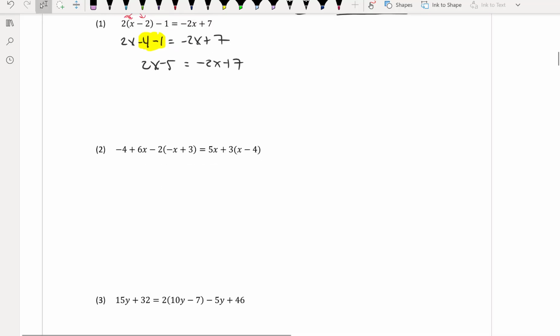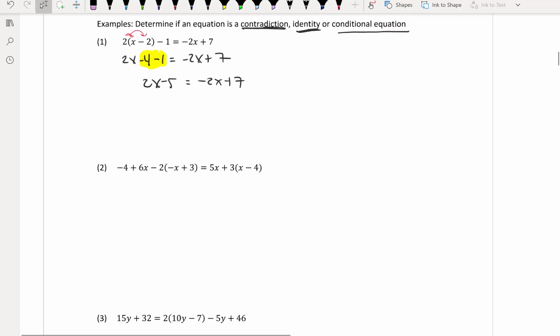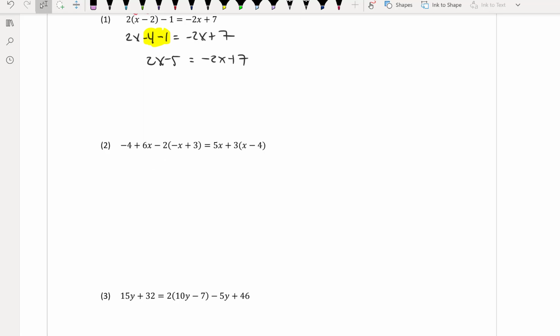So at this point, remember, your goal is to see if you get a contradiction, an identity, or conditional. So you're still trying to get that x isolated. So I'm going to go ahead and add 5 to both sides. So now 2x is equal to a negative 2x, and I have a 7 plus 5, which is going to be 12.